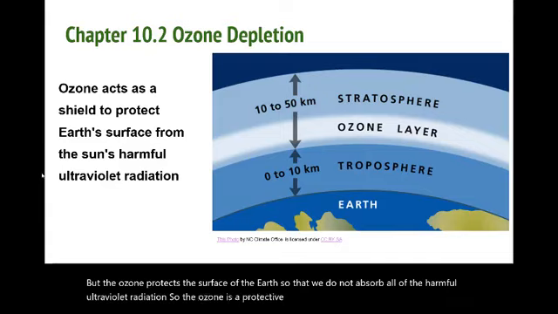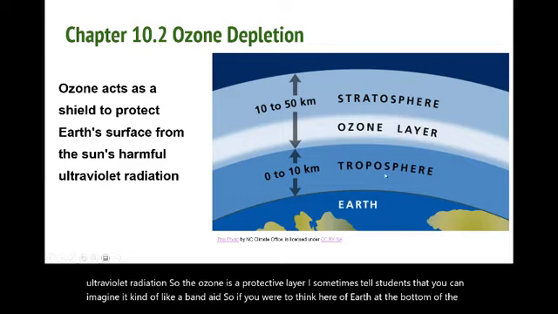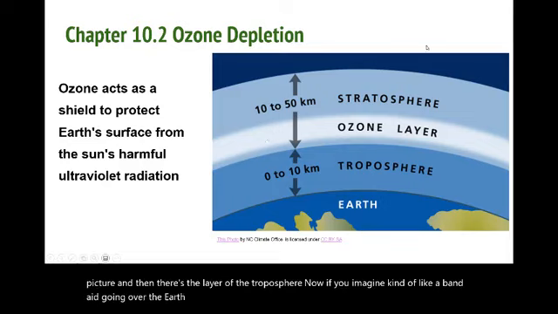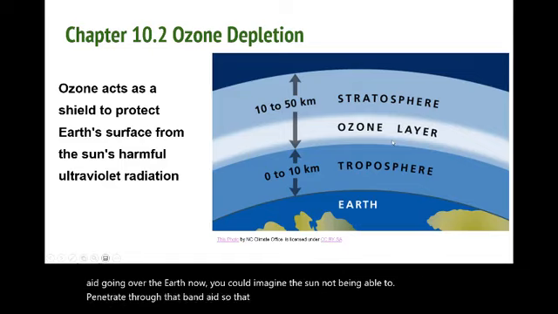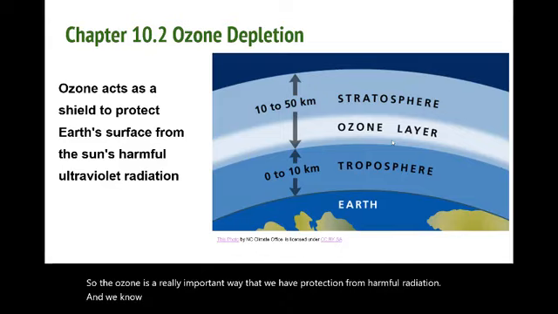I sometimes tell students that you can imagine it kind of like a Band-Aid. So if you were to think here of Earth at the bottom of the picture, and then there's the layer of the troposphere. Now if you imagine kind of like a Band-Aid going over the Earth, now you could imagine the sun not being able to penetrate through that Band-Aid so that it's protecting the Earth. So the ozone is a really important way that we have protection from harmful radiation. And we know that exposure to excess ultraviolet radiation is a really common source of cancer, right? So we want to decrease the ozone.